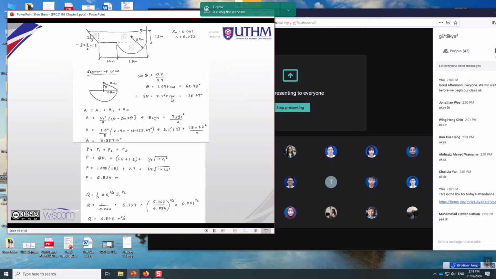I'm going to show you in this slide here where you can get your 2 theta. Let's look at the top of this slide. I've divided my compound channel into 3 subsections. I have section 1 that represents the segment of a circle, section 2 a rectangular section, and section 3 half of a triangular section. I'm going to go step by step. I need to find the flow area for this compound section. So I'm going to find the flow area for section 1 plus flow area for section 2 plus flow area for section 3. I would find the similar for wetted parameter as well.